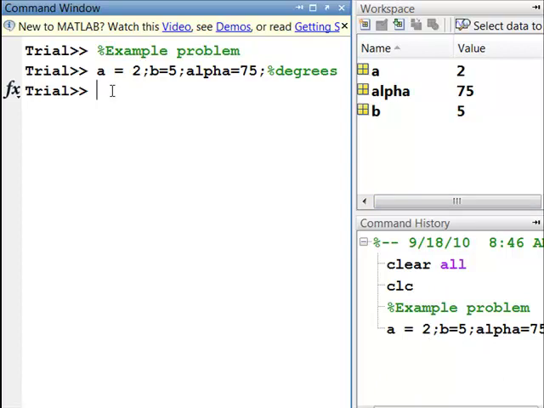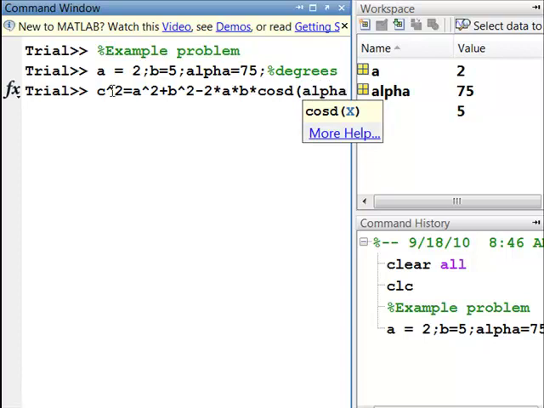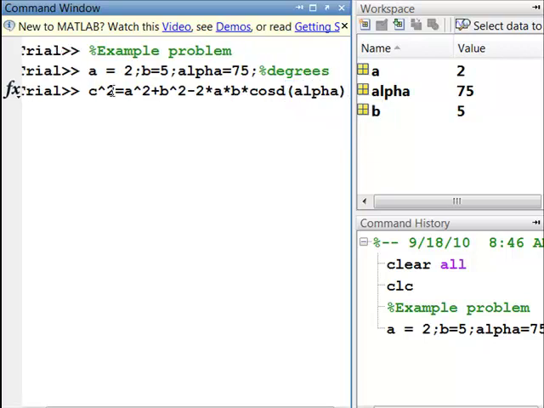So the first thing we did was use the cosine law to solve for c. I'm just going to input that here and see what happens. So we know that c squared equals a squared plus b squared minus 2. Now you need the multiplication here. a times b times cosine, I'm going to use cosd for cosine in degrees, of alpha. Okay, so let's try that.